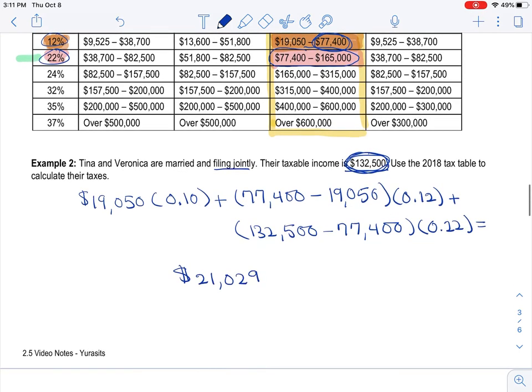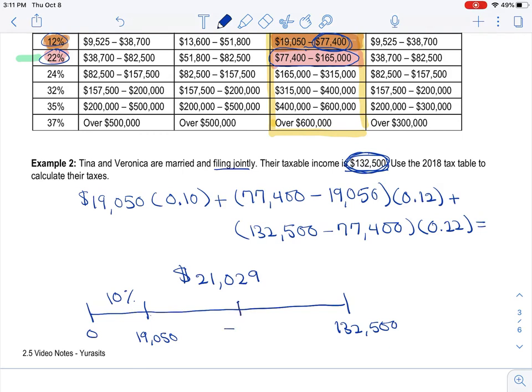So another way to look at this, if this is a bit confusing, is here is their income. They went from 0 and they earned $132,500. Up until $19,050, they were taxed 10%, right? And then you keep moving all the way up to $77,400, and just this portion was taxed at 12%. And then from $77,400 all the way up to what they earned, that was taxed at 22%.